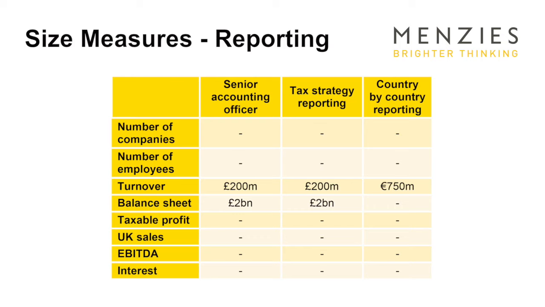Country-by-country reporting came into effect earlier this year and could apply to any UK company that is part of a group with consolidated turnover of 750 million euros or more. The important point to note is that even very small UK companies could be caught by the rules, so identifying the group's ultimate parent company and assessing its consolidated turnover is key.